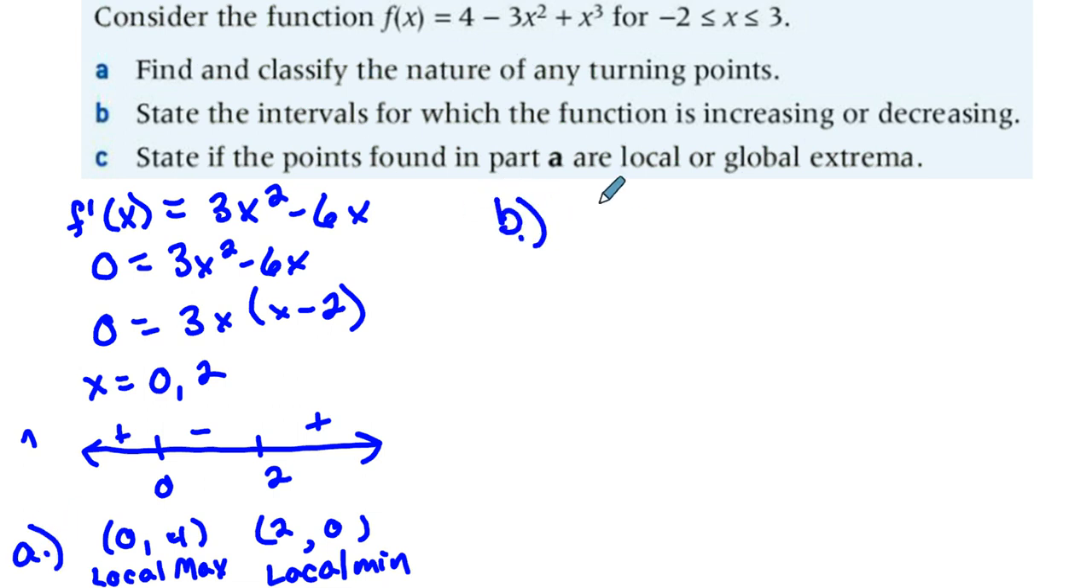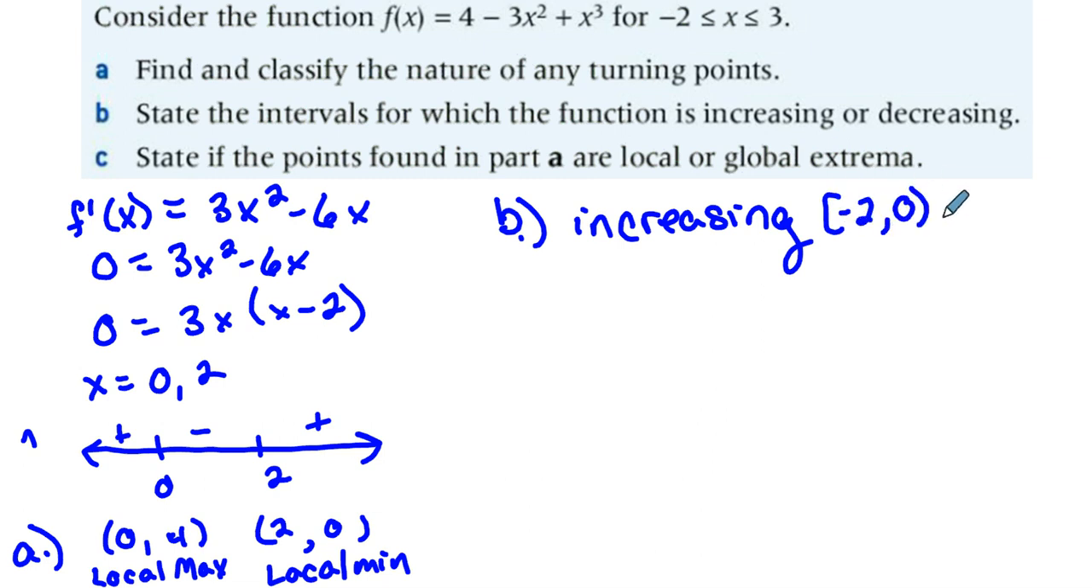Part B wants our intervals for increasing and decreasing. Now, it has endpoints here. So this does not go to negative infinity. The lowest value you can have is -2. And are we including -2? Yes. Okay, so from -2 to 0, it is increasing. So square bracket with -2, 0 parenthesis, union, parenthesis, 2 to 3, and square bracket. Good.